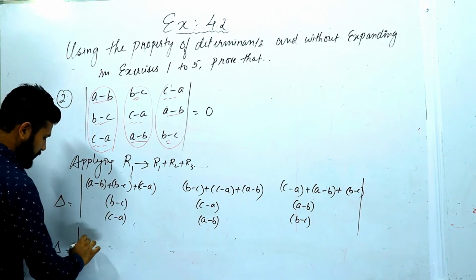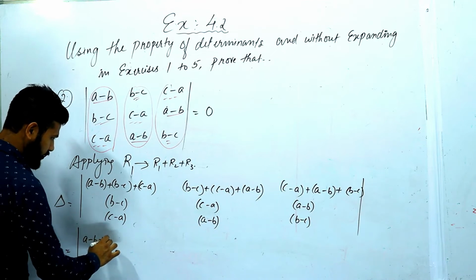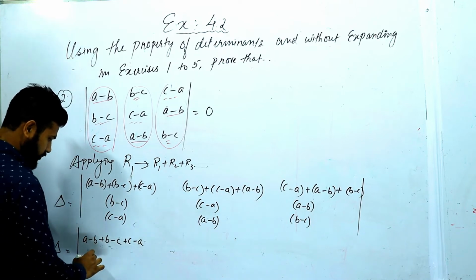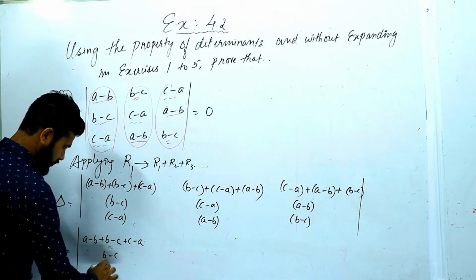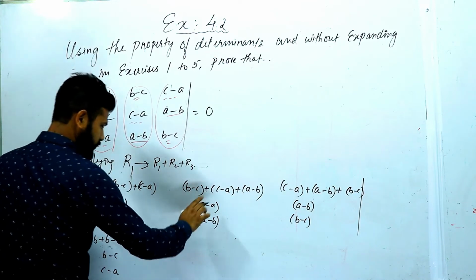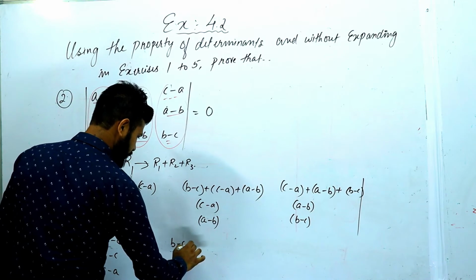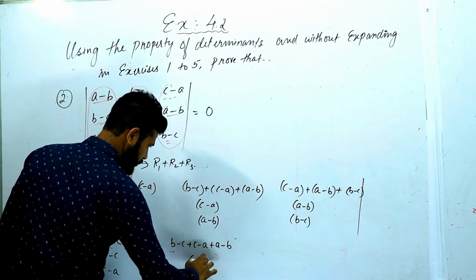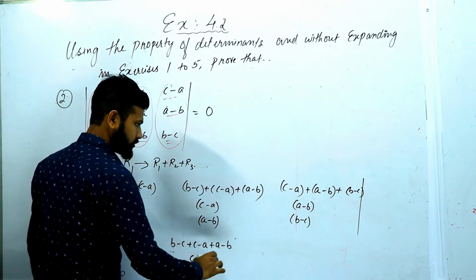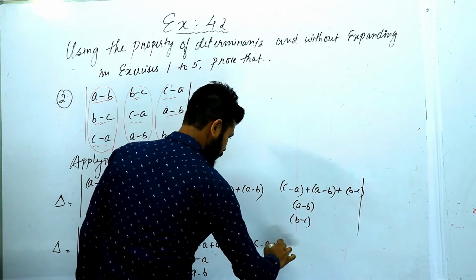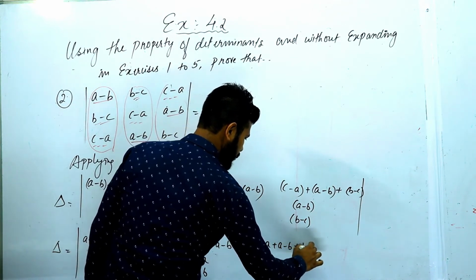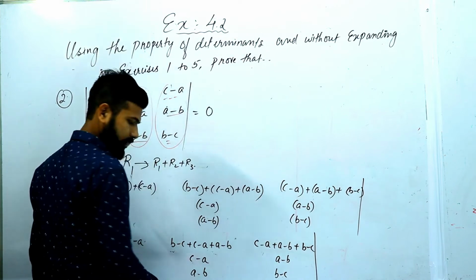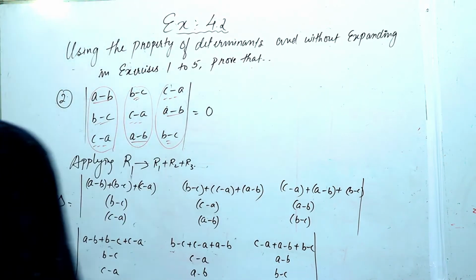A minus B plus B minus C plus C minus A. And here is B minus C, C minus A. Let's move here, same thing: B minus C plus C minus A plus A minus B. Here is C minus A, A minus B. Same thing: C minus A plus A minus B plus B minus C. A minus B, B minus C. Is that clear, my dear? I hope so.